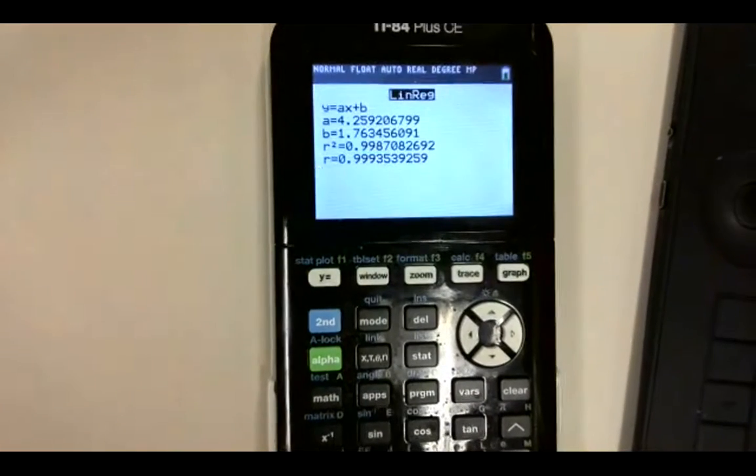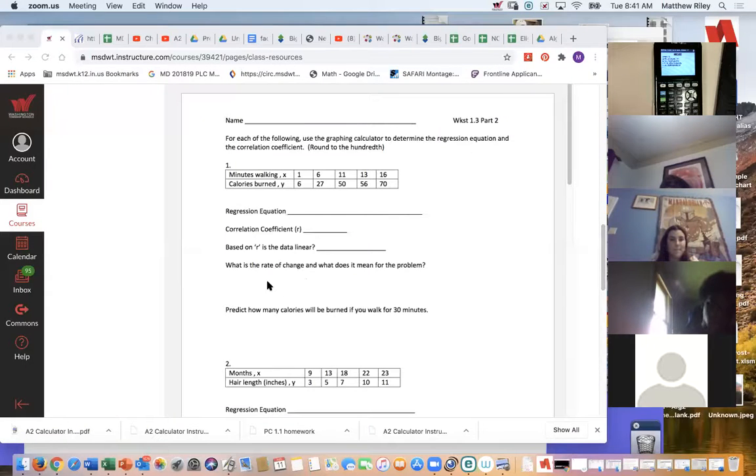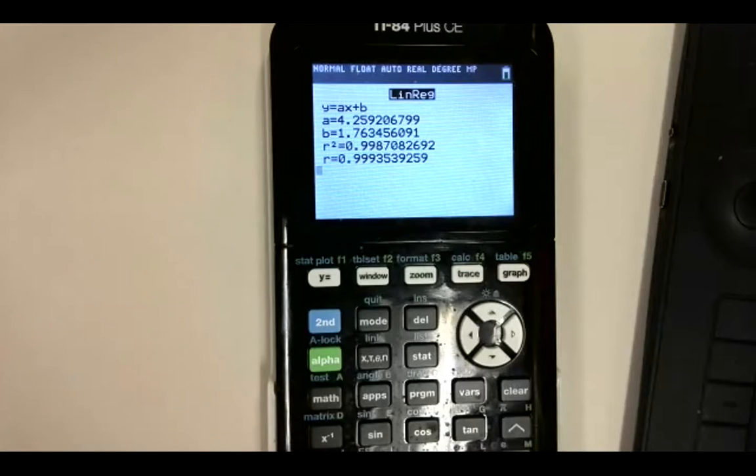Now, the last part of this, and we're going to do one more after this, was, let's make a prediction. First of all, what's the rate of change and what does it mean for the problem? My rate of change was 4.26. Remember, rate of change is always your y's over your x's. That's how many calories you burn per minute walking. I'm trying to predict how many calories will be burned if we walk for 30 minutes.